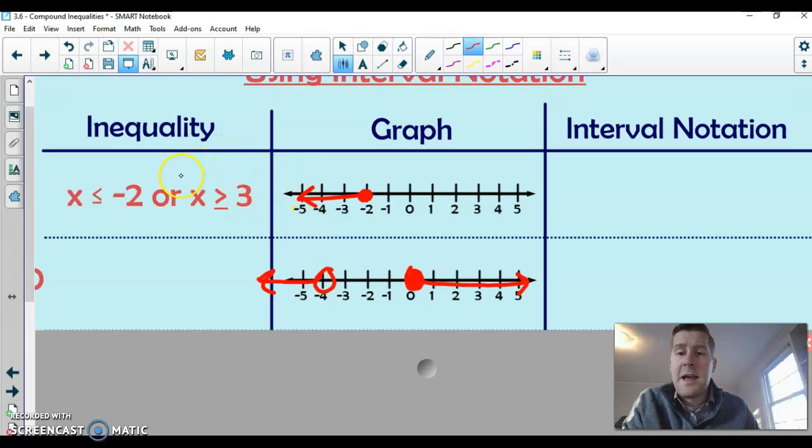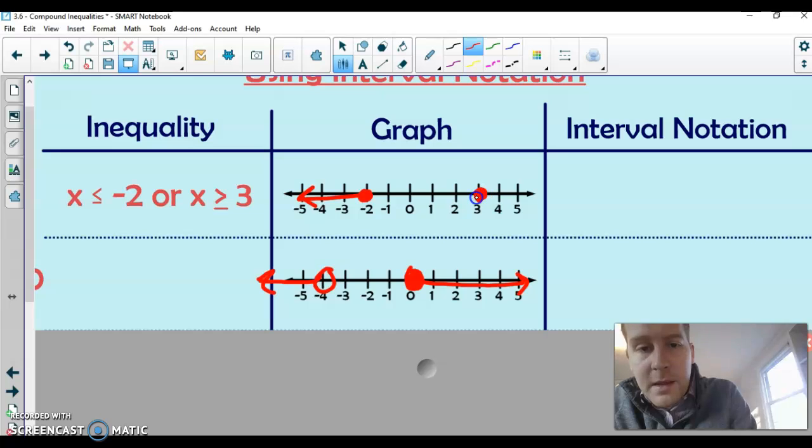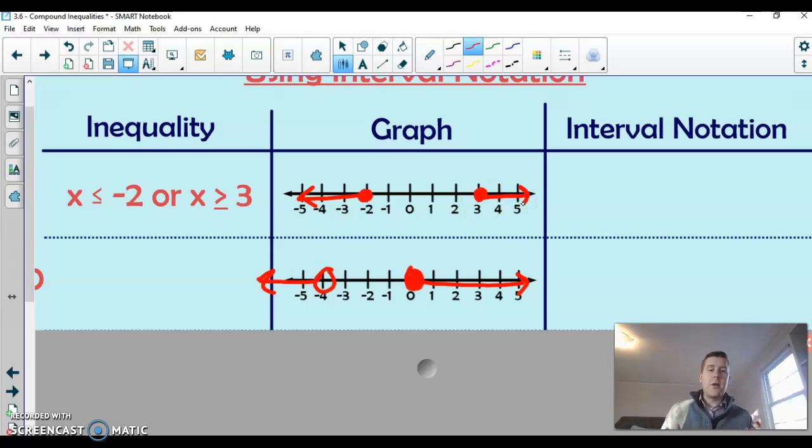The next one, x is greater than or equal to 3. Same idea. Since it could be equal to 3, we're going to put a closed circle at 3. And since I want x to be greater than or equal to 3, I want to graph all the numbers that would make that statement true, which is everything to the right. All right, so we have our graph. Now from there, interval notation is really just reading the graph from left to right and saying where the solutions start and then where the solutions stop.